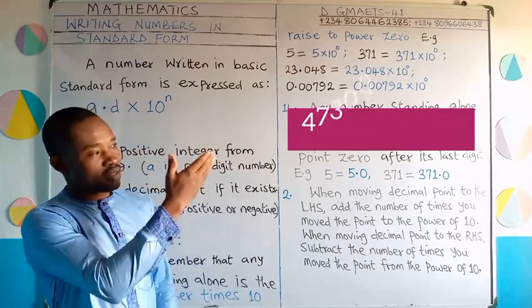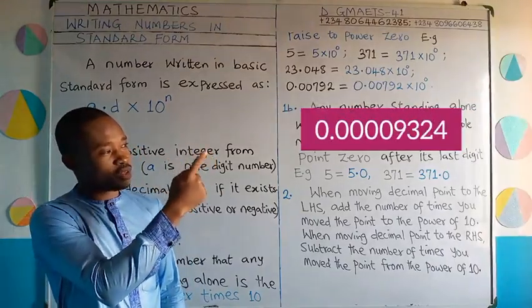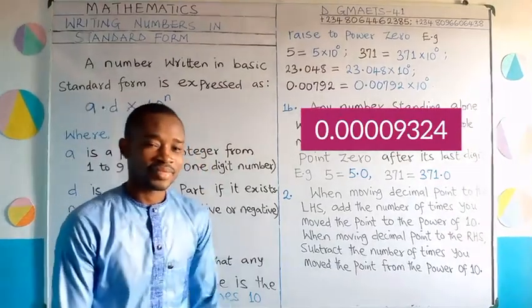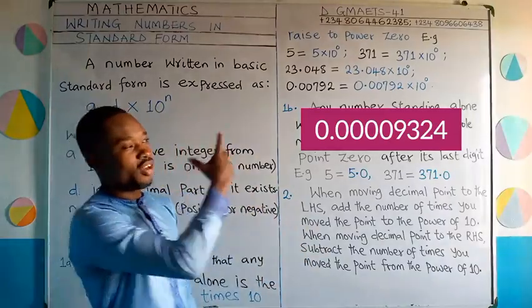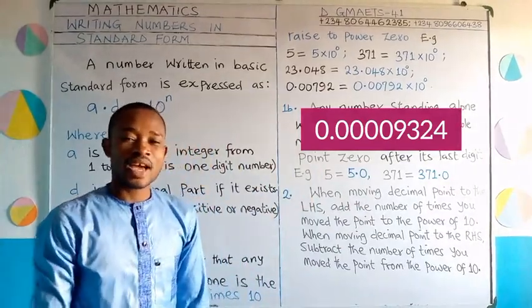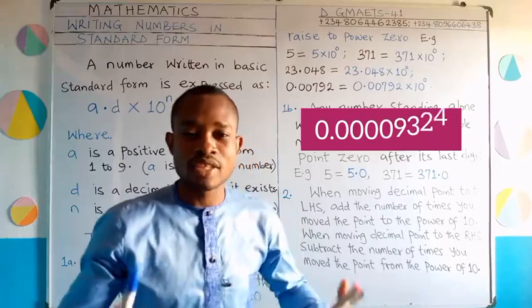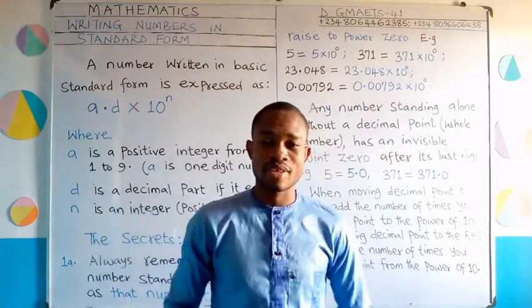Okay, what about this? 0.00009324. A very small number. So instead of pronouncing that long number like that, we can decide to write it in what we call standard form. And that is why you are studying this topic.